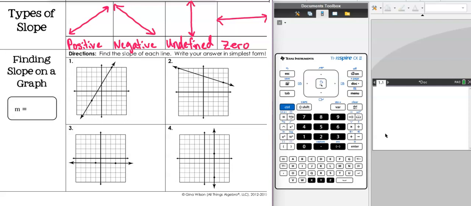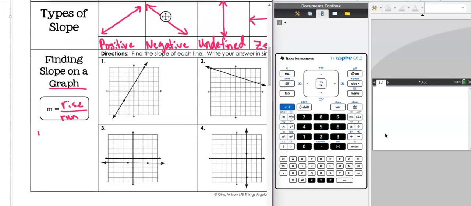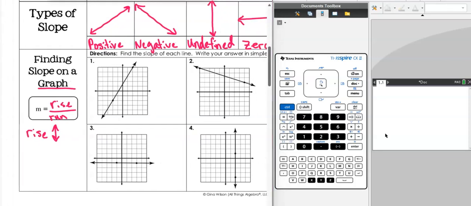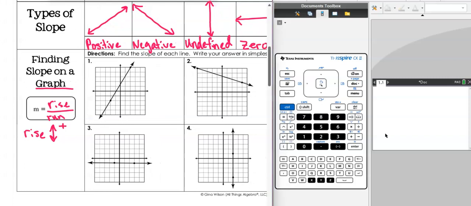Now, when you're trying to find slope from a graph, we use something called rise over run. And before I show what that means, let's just talk about rise real quick. Rise is the directions up and down. You can go up, you can go down. If you're going up, it's said that you're going in the positive direction. And if you're going down, that's said to be the negative direction. So we want to remember these signs.